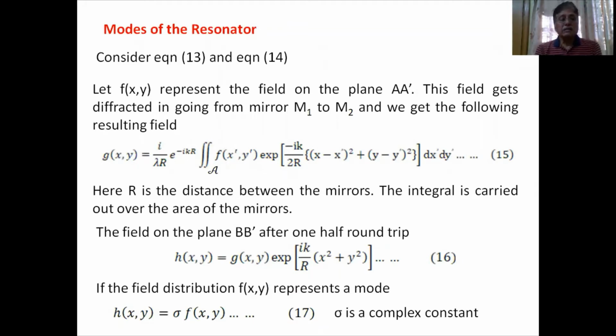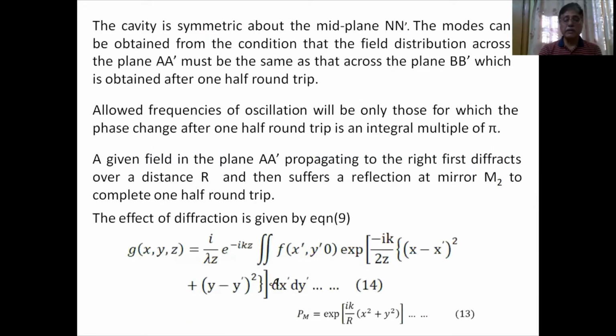Here, R is the distance between the mirrors. The integral is carried out over the area of the mirror. The field on the plane BB dash after 1/2 round trip. Now, naturally, this is G(x,y), and this is the effect of reflection from the second mirror. So, the field on the plane BB dash after 1/2 round trip will be given by H(x,y) is equal to G(x,y) into exponential iK by R (x square plus y square), and that was given by expression 13.